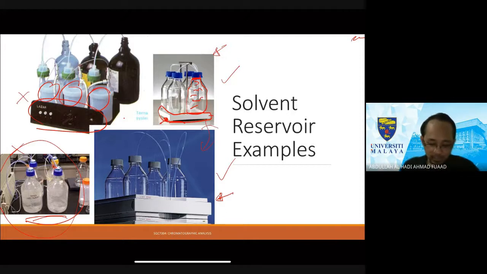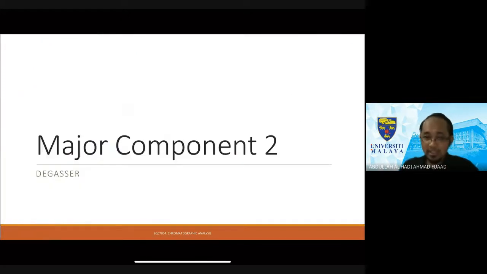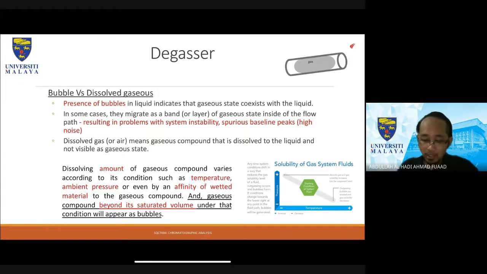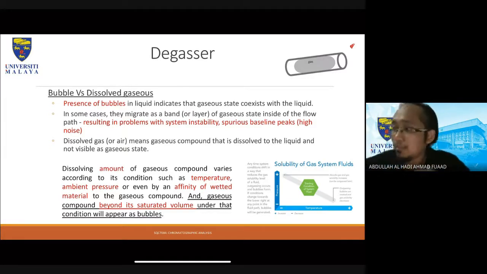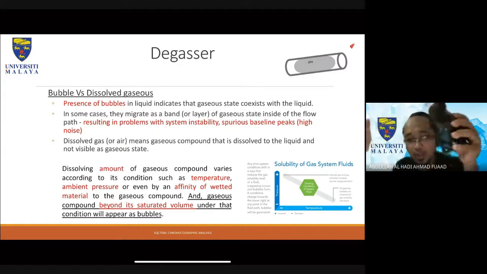All right, so that's it for component number 1. Component number 2, the degasser. The principle behind a degasser is by looking at what a bubble is and what a dissolved gas is. A bubble is something that you can actually see. A dissolved gas is something that dissolves but you cannot see. For example, I have a Coke over here.